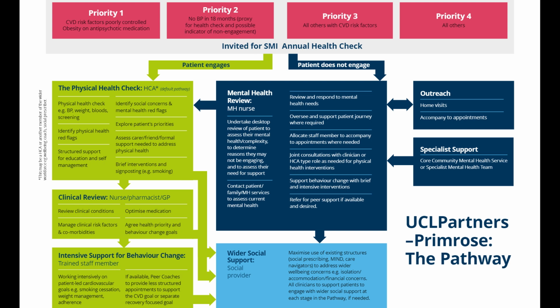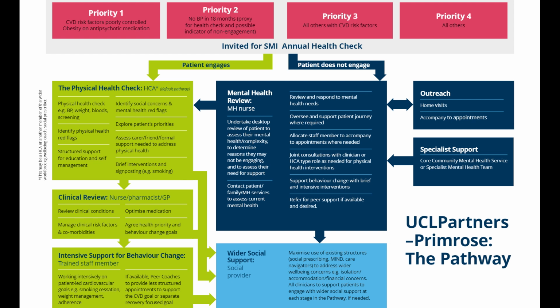The first one, priority 1, is people with identified long-term conditions which are poorly controlled. The second one is people who are not engaged with care because they've not had a blood pressure measured for 18 months or more. The third group, priority 3, are people with long-term conditions that are better controlled than priority 1, and priority 4 is the rest of your SMI register.